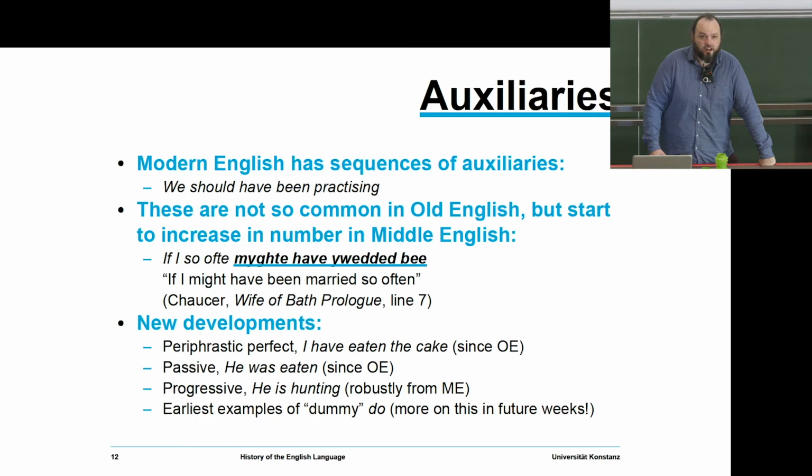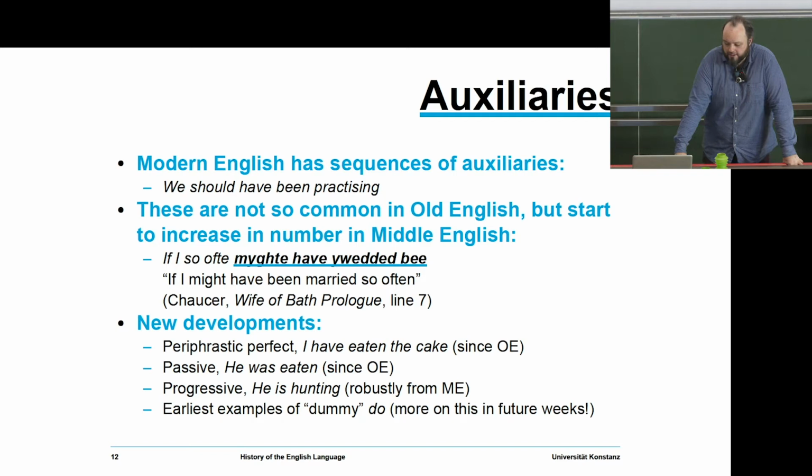In a sentence like, "we should have been practicing," we've got three sort of auxiliary verbs. And these are not very common in Old English, but in Middle English they start to become more common. So we have sentences like this one from Chaucer. "If I so often michta have you added be." If I might have been married so often, might have been. All these three auxiliaries stacking up one after the other.